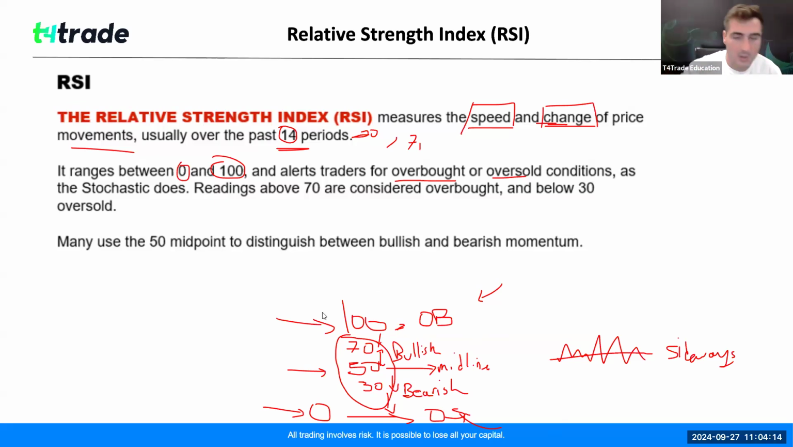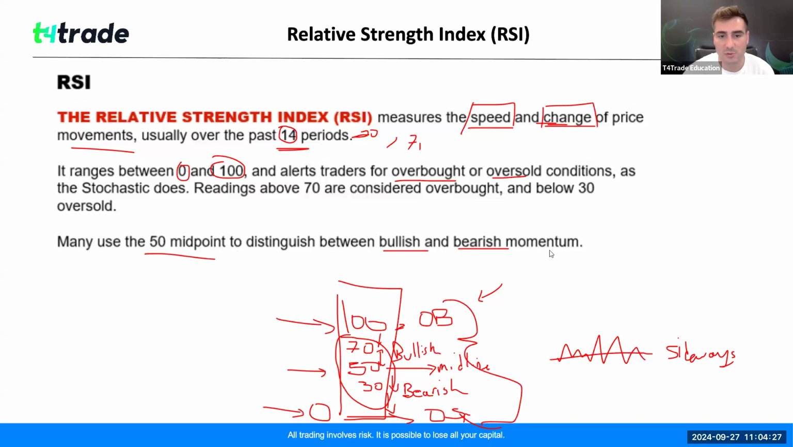So we just outlined the parameters. This is the scale. And how do you read this kind of scale? You're going to see this in a visual illustration soon. Many use the 50 midpoint to distinguish between bullish and bearish momentum, and this is what we do care about. This is what RSI is. It's a momentum oscillator or indicator.